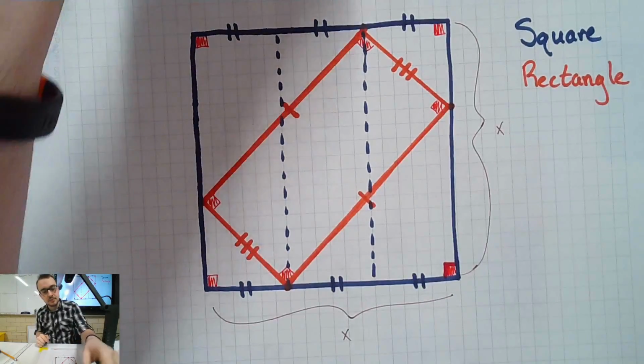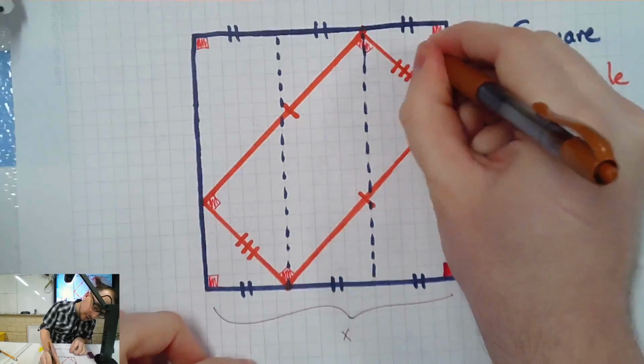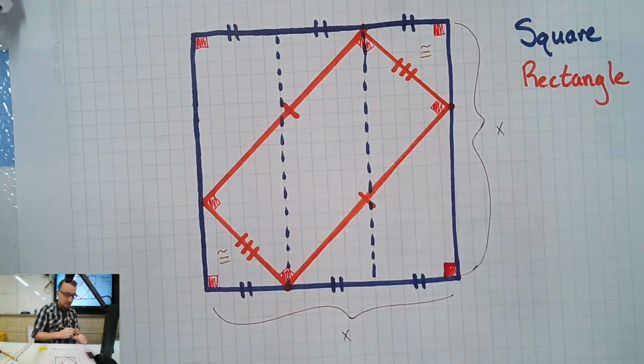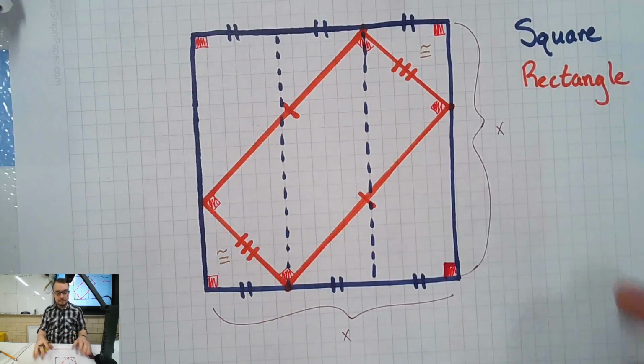Here's what I'm going to do. I'm going to take out my pen. I'm going to do a little congruency symbol inside of these, so I know that they're congruent. And we know that by HL, right? Hypotenuse and leg. Nice job, Bailey. So those are congruent.